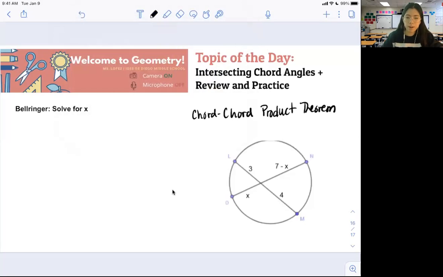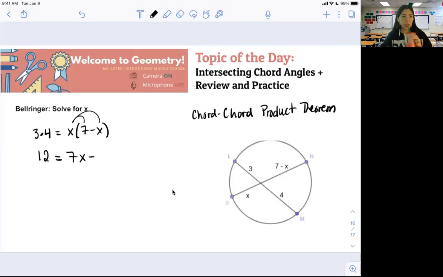So, all right, let's set up our multiplication equation. So I know that 3 times 4 is going to be equal to x times 7 minus x. All right, so now what do I do? Distribute. Good. We're going to quick distribute. I got 12 over here, and then here I got 7x minus what? Minus x squared. Good.